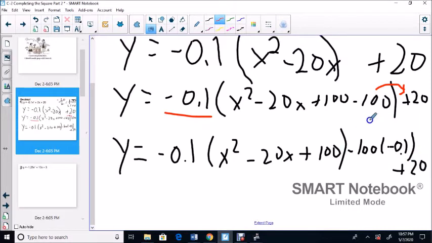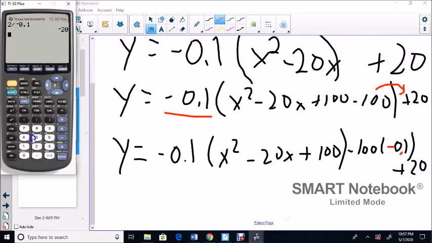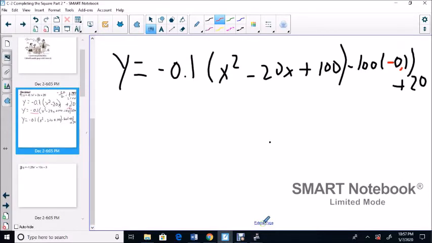This negative 0.1, this one right here, we're going to multiply it on our calculator. So we're going to go to the calculator here. We're going to go negative 100, because we took the negative out, times what's in front, times negative 0.1. Let's see what we get. 10. So let's write on the next line. We get 10 when we do that.